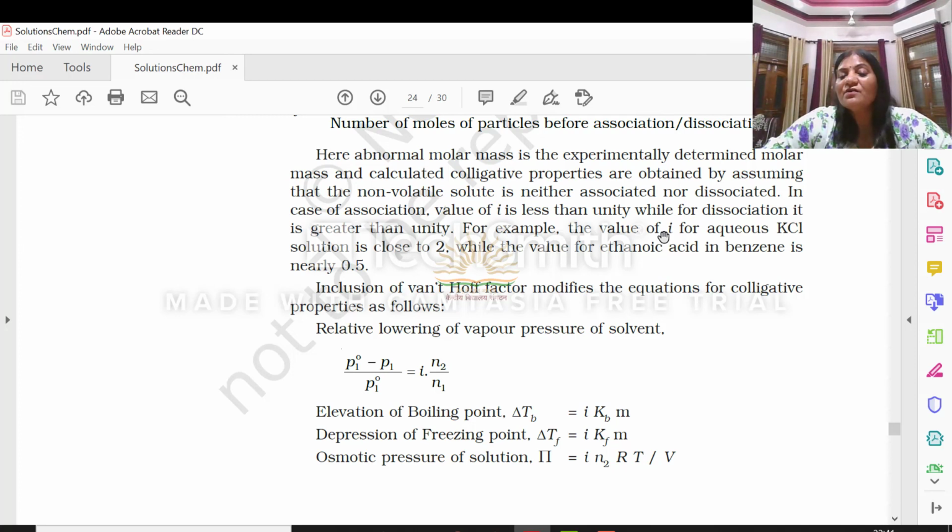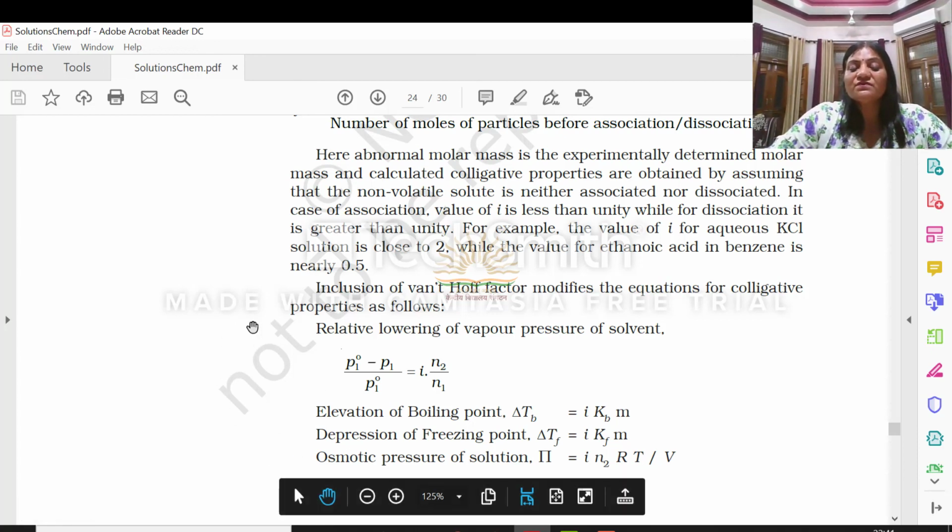For example, the value of i for aqueous KCl solution is close to 2: 1 mole K plus ion, 1 mole Cl minus ion, so the value of i will be 2. While the value for ethanoic acid in benzene is nearly 0.5 because 2 moles of ethanoic acid dimerize to give one dimer. Inclusion of the van 't Hoff factor modifies the equation for colligative properties. If the solute dissociates or associates in the solution, then the colligative equations will be modified.